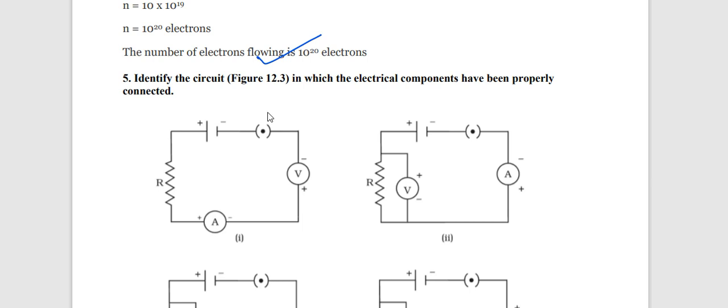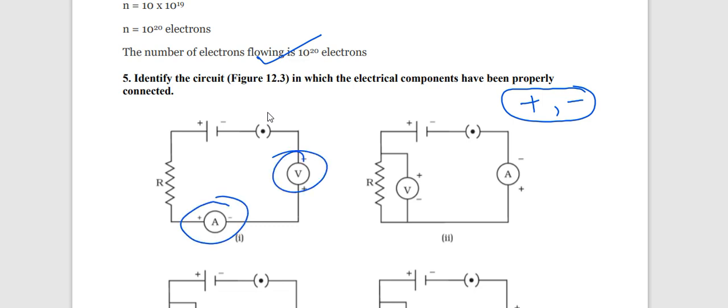Identify the circuit in which electrical components have been properly connected. Here the minus and plus signs are very important when you are doing this type of question. You see here, the ammeter and voltmeter are connected in series, it is wrong.